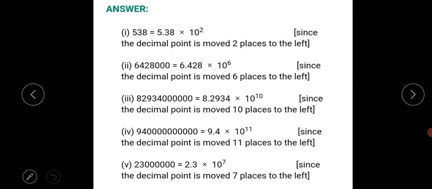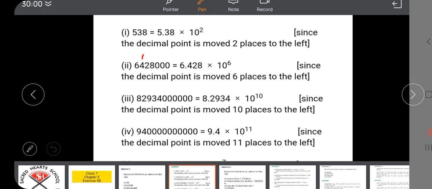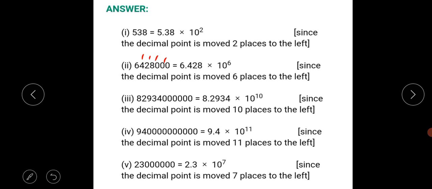Next is 648,000. This can be written as 6.48 into 10 to the power... How many digits are there now? 1, 2, 3, 4, 5 and 6. 6 digits are there, therefore 10 to the power 6. Now the decimal in the third part is shifted 10 places. Therefore 8.2934 into 10 to the power 10. Next is 9.4 into 10 to the power 11. And similarly, this one is 2.3 into 10 to the power 7.